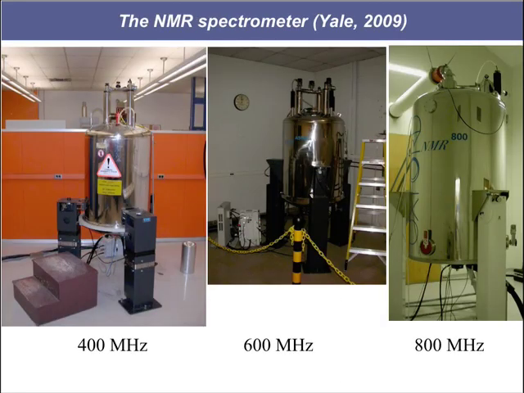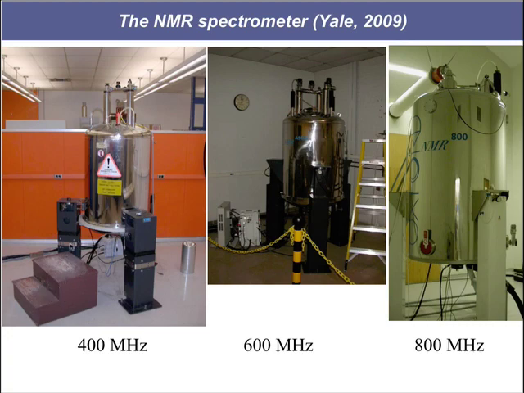Here are some pictures of nuclear magnetic resonance spectrometers that I took when I was at Yale in grad school in 2009. This is a 400 megahertz spectrometer. The megahertz rating is basically the precessional frequency of a bare proton. So that basically means that the higher that frequency is, the stronger the magnetic field. So you can see this 400 megahertz spectrometer is relatively small. It's about 8 feet tall. Here's some steps you can see for scale.